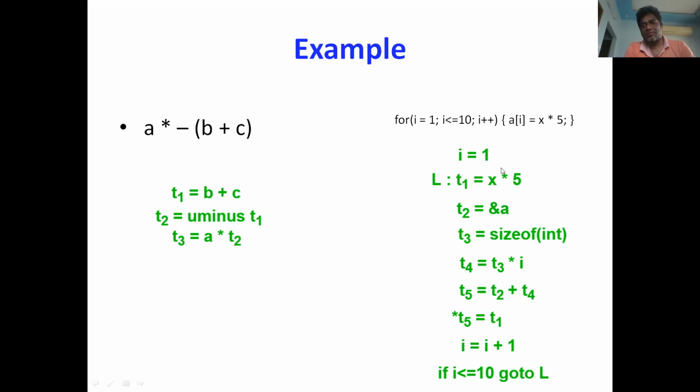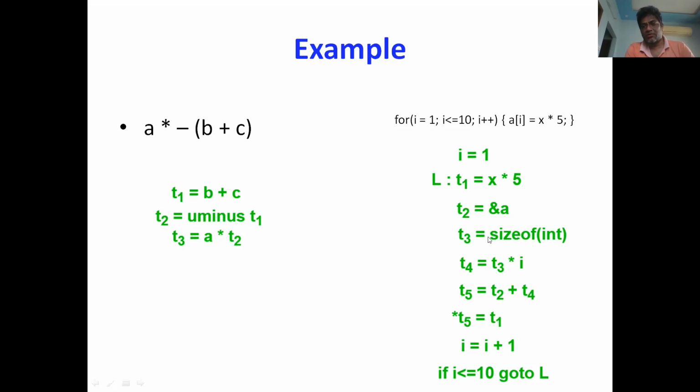And a of I needs to be converted properly. So I'm taking the base address of array a into the temporary variable T2. And then to properly move the number of bytes equivalent to the size of integer, assuming that a of I represents integers, take the size of integer as a temporary variable T3, and then multiply it with I to calculate the number of locations that you need to move along with the loop.